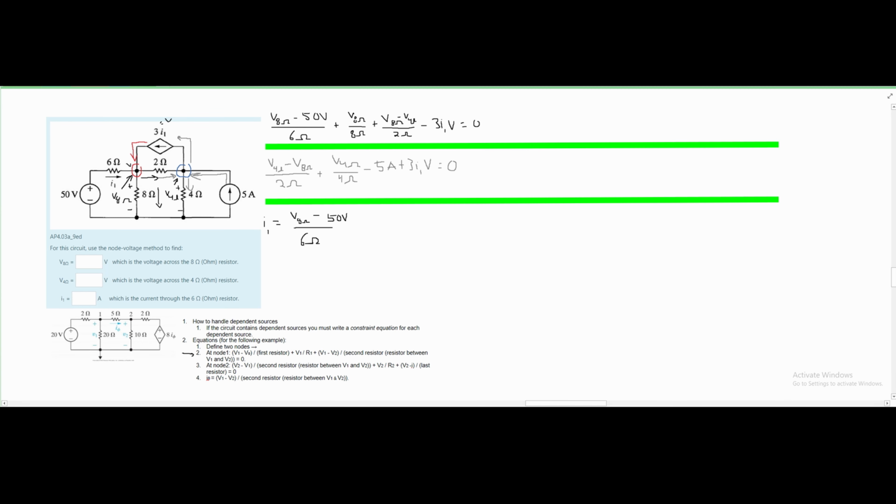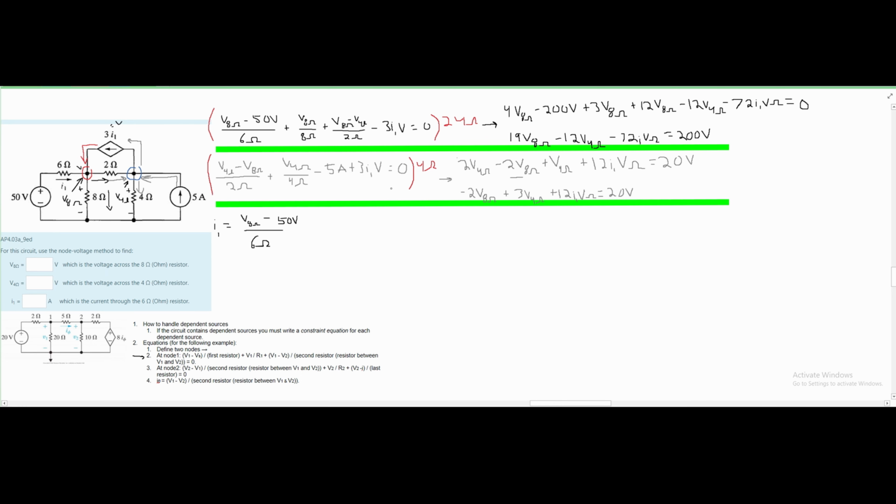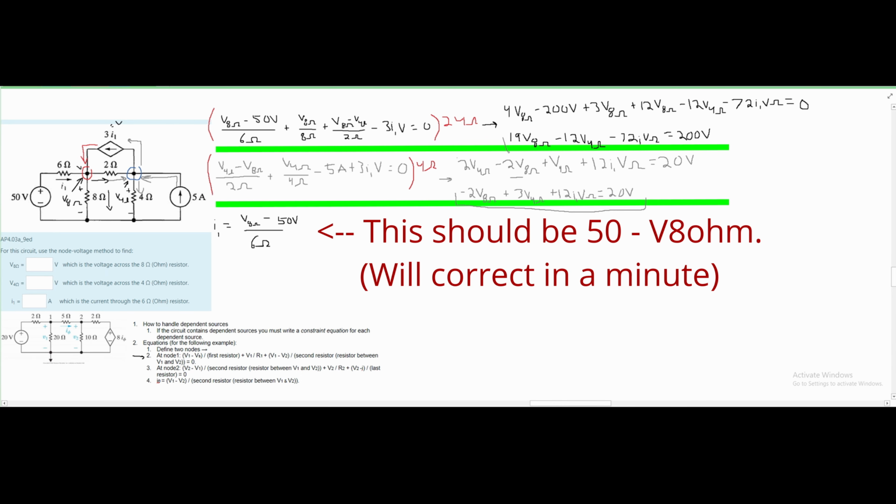Next, we're going to simplify and combine like terms. For this one, we are going to multiply everything by 24 ohms. This one, we are going to multiply everything by 4 ohms. Once we've done all that, we are going to get this equation and this equation right here.